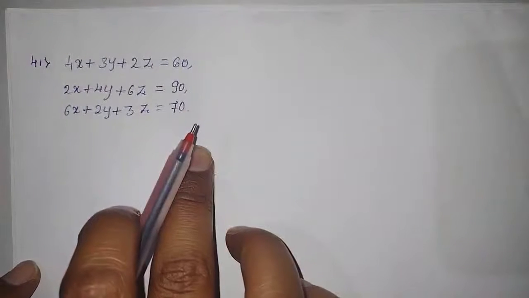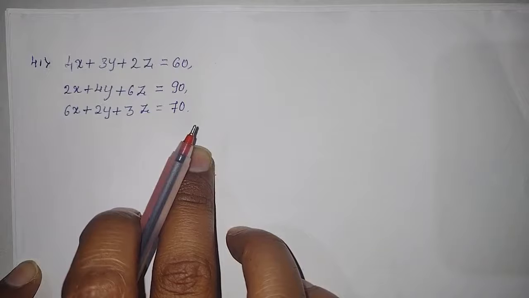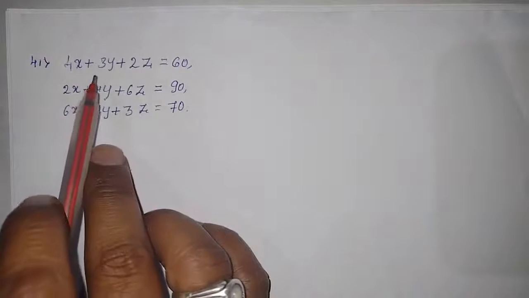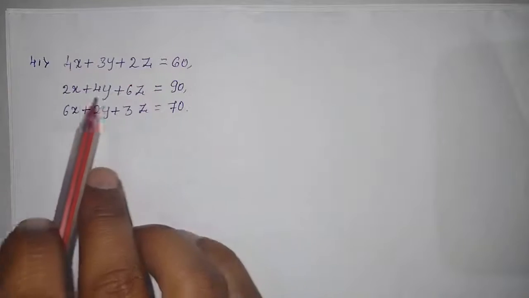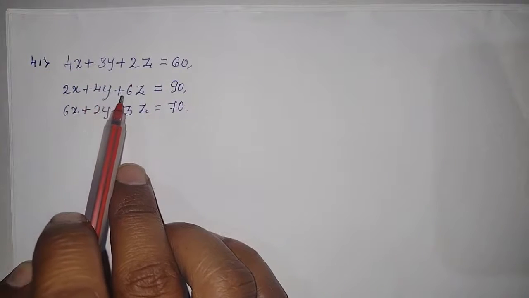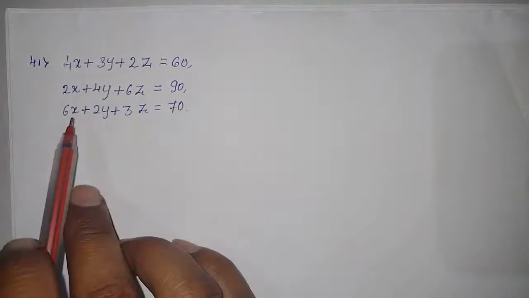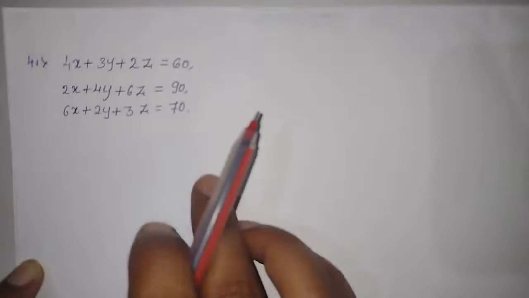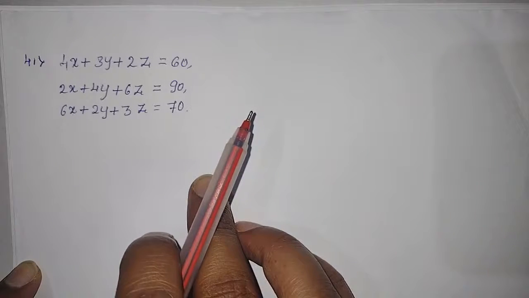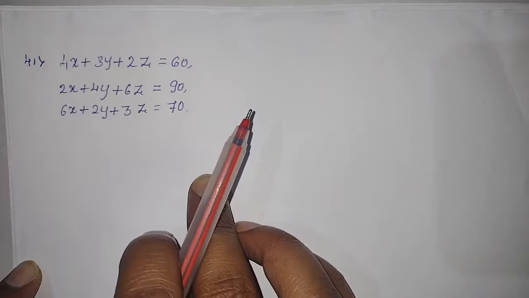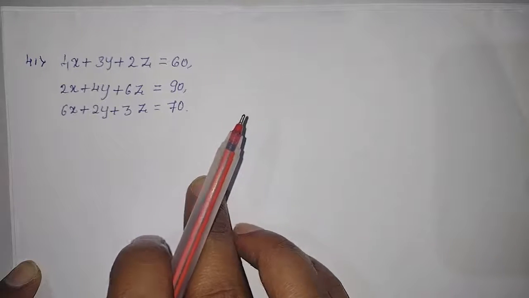What is question number 41? Solve the following system of equations by matrix method. 4x plus 3y plus 2z equals 60. 2x plus 4y plus 6z equals 90. 6x plus 2y plus 3z equals 70. How to solve this problem? It is very simple.